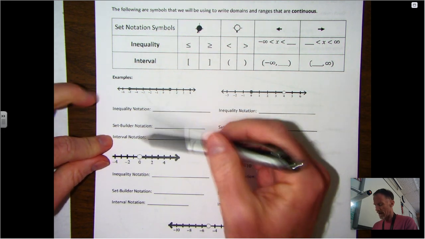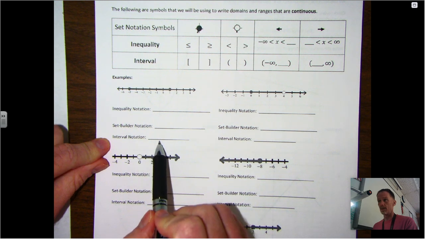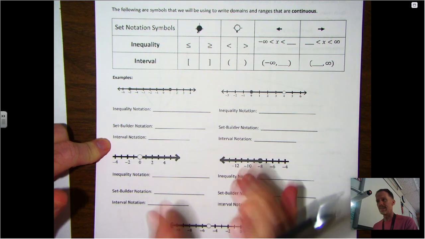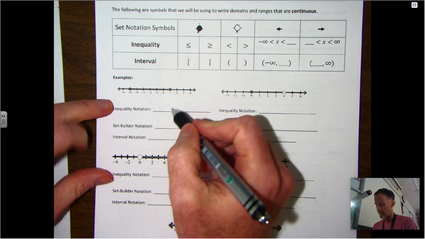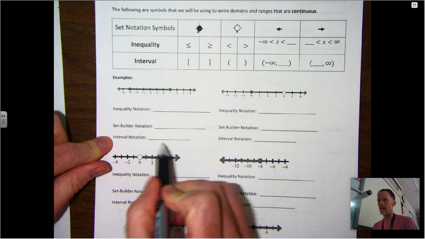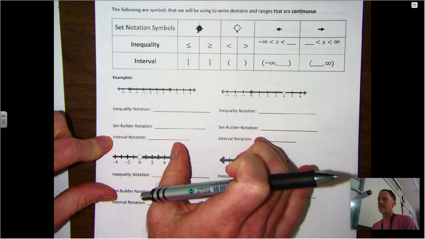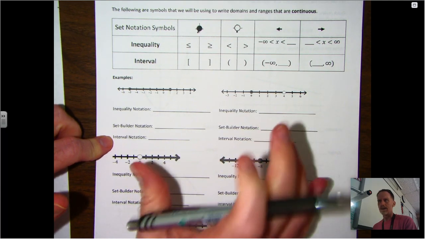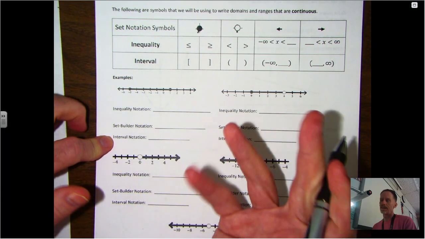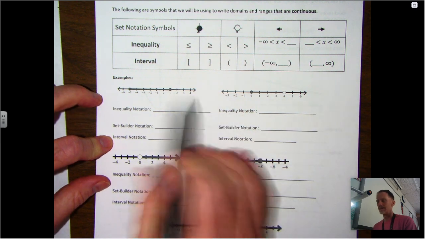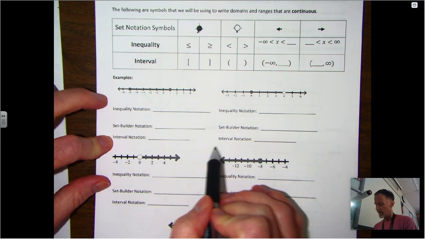Now, I'm going to do these a little bit out of order. I'm going to do interval notation first, because that's what we've already kind of seen. And then I'll do inequality notation, then I'll do set builder. Interval notation, I will say, is probably the most common thing you see. It tends to be the shortest way to write one of these things. That's not always the case, but it's certainly the most common.